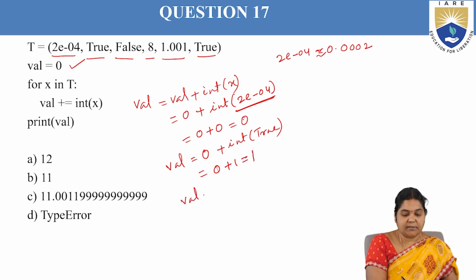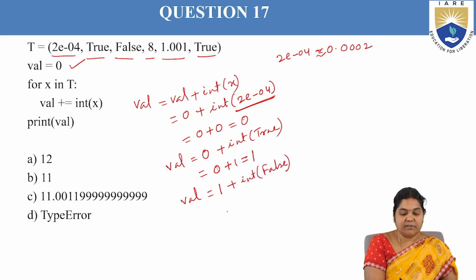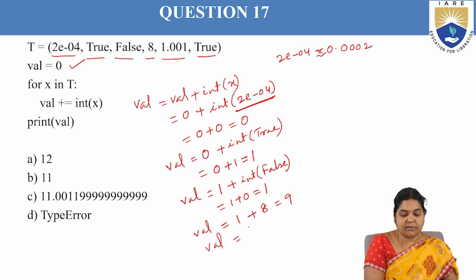Now, in the third iteration, value is updated to 1 plus integer of false. False is a boolean value which is 0. So it is 1 plus 0, which is again 1. In the fourth iteration, value is 1 plus integer of 8, which is 8, so it becomes 9. Now, in the fifth iteration, value is 9 plus integer of 1.001, which is nothing but 1. So 9 plus 1 becomes 10.